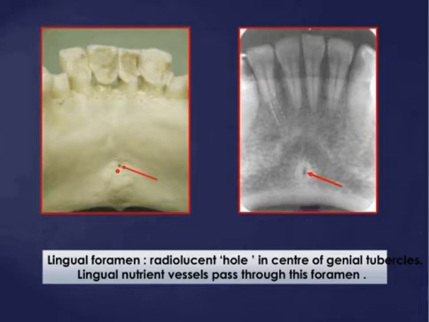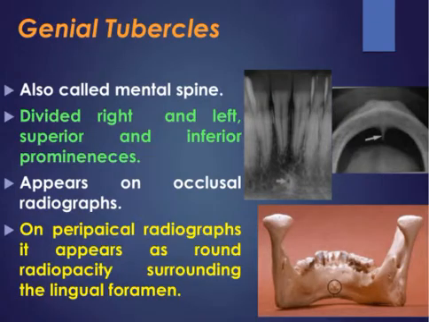Now lingual foramen. In the skull, you can see a small foramen in the lingual aspect of the mandible. This foramen will be surrounded by some radiopaque projections of bone called genial tubercles. What you see here in the anterior mandible, the radiopacity is the genial tubercle region, and the radiolucency is the lingual foramen. Genial tubercles are usually very prominent in the edentulous mandible, because edentulous jaws undergo more resorption than jaws with teeth.